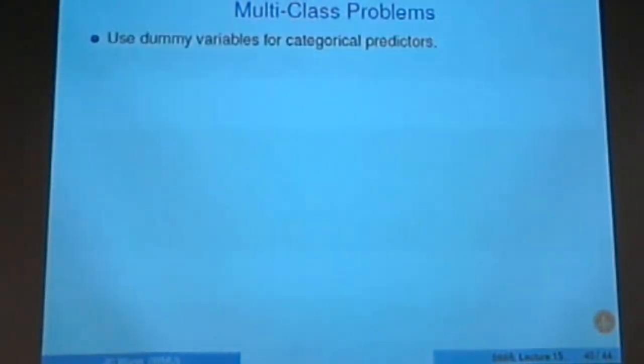Now, of course, what we have talked about so far is the two-class problem, either in this class or the other class. What about multi-class? What can we do? Just run, in a sense, several support vector machines. So use dummy variables. If you have categorical predictors, use dummy variables, indicator variables.